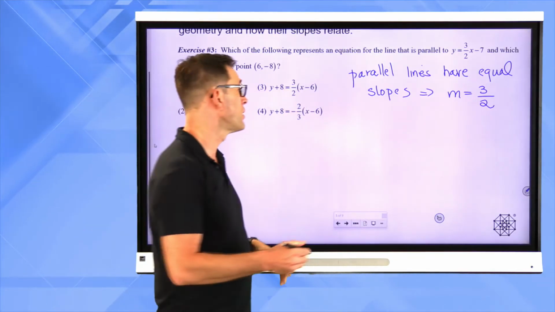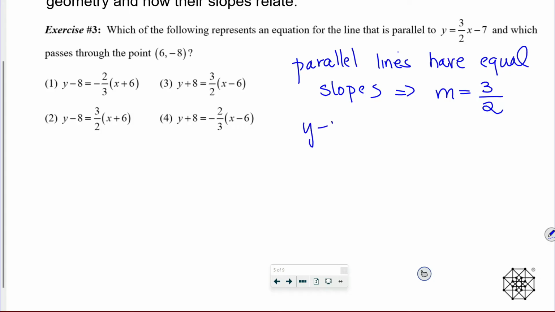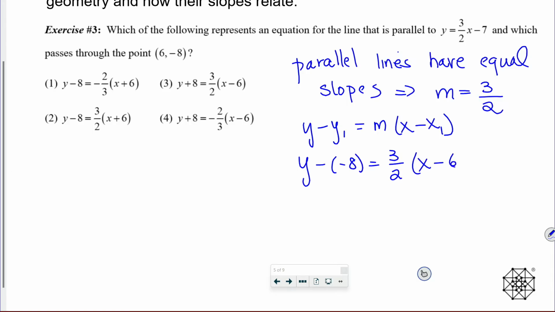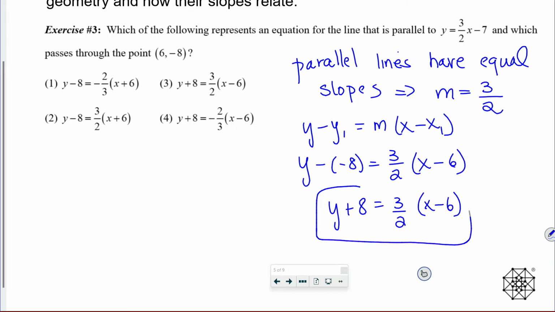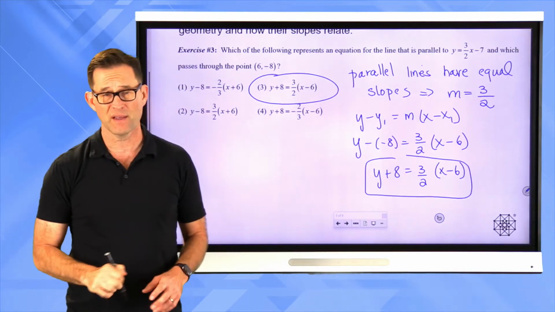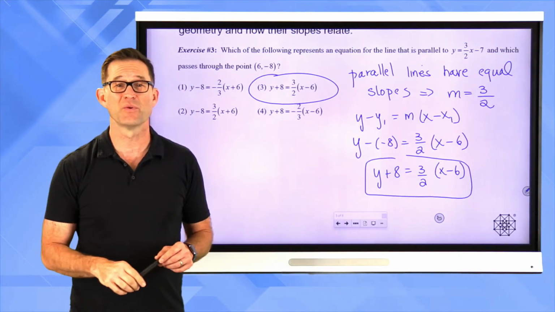Now we just have to do our little y minus y1 equals m times x minus x1. Right? So we're going to have y minus -8 is equal to 3/2 times x minus 6. And that's going to be y plus 8 equals 3/2 times x minus 6. And that is going to be choice 3. As long as I can find it. There it is, choice 3.